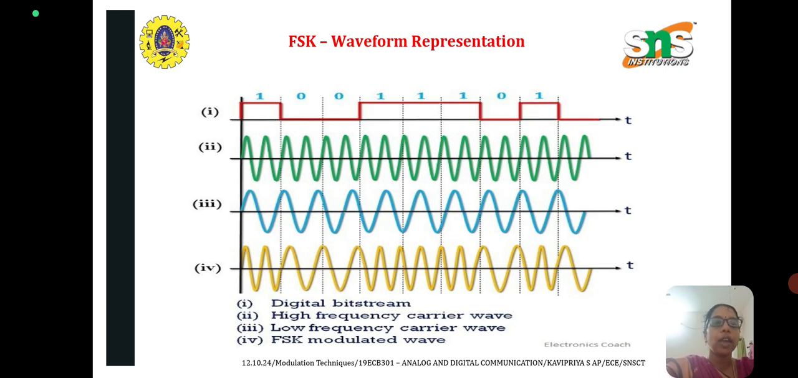And this is a waveform representation for frequency shift keying. First is the digital data, second is a high frequency carrier, and third is a low frequency carrier. Fourth one is the frequency shift keying waveform. High frequency carrier will be allowed to transmit when input is 1, and low frequency carrier will be allowed to transmit when input is 0.